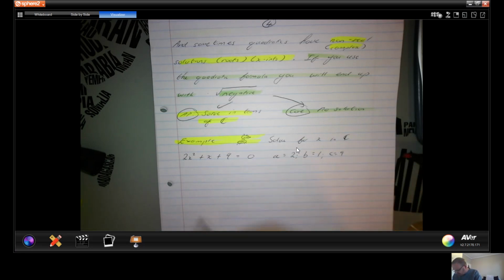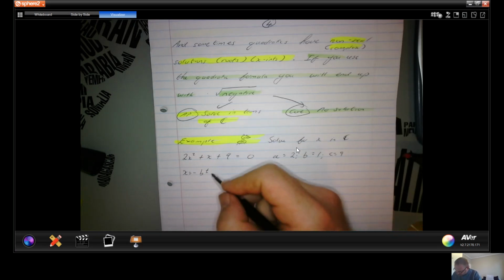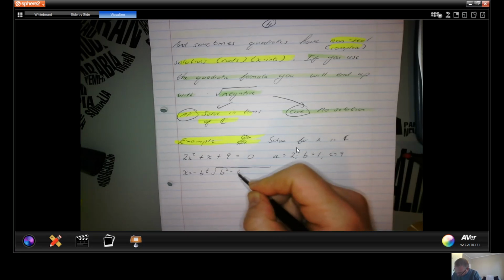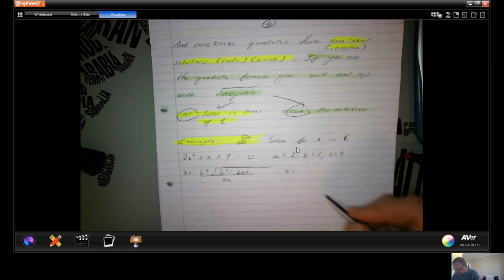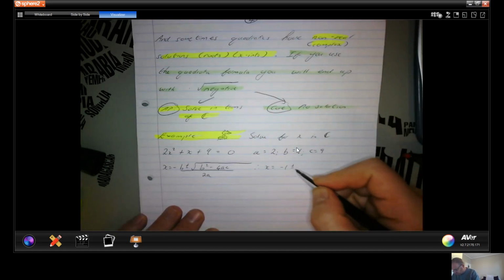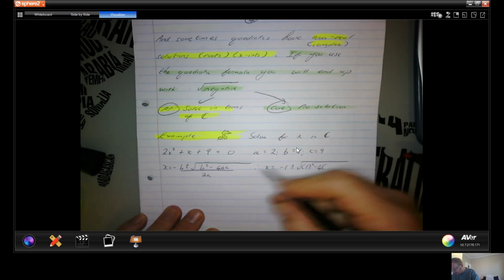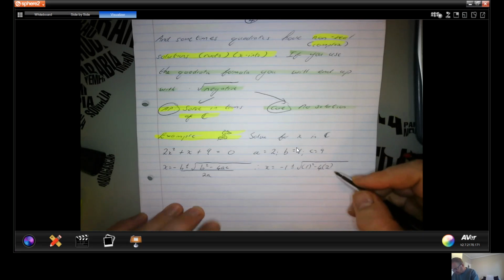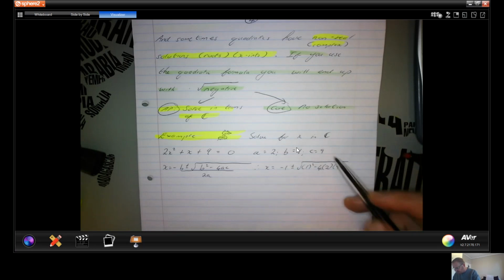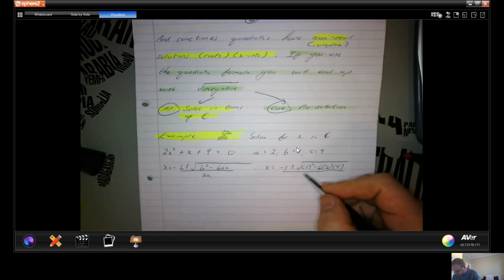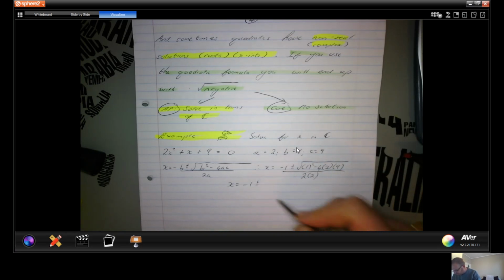If you plug this in, you're going to use the formula x is equal to minus b plus minus the square root of b squared minus 4ac, all over 2a. So x is going to be equal to negative 1 plus minus the square root of 1 squared minus 4 times 2 times 9. Just be careful of careless mistakes, very easy to make them. All over 2 times 2. So you end up with x is equal to negative 1 plus minus.